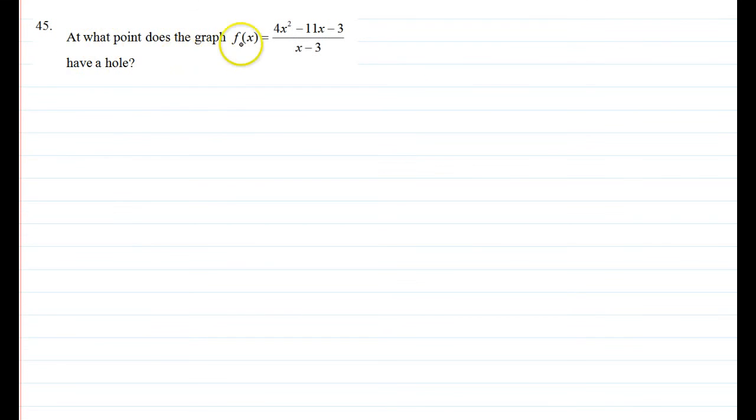So now, at what point does this graph have a hole? So you're going to want to factor the top.